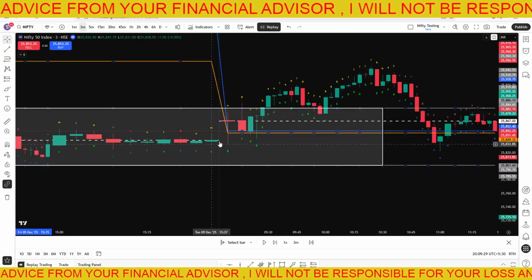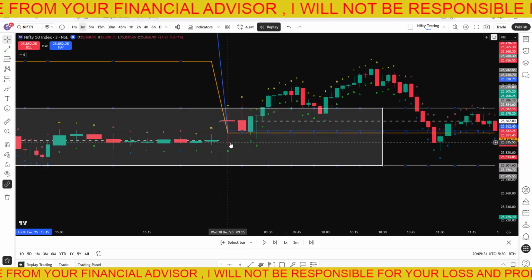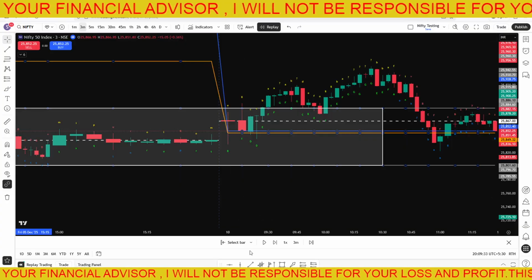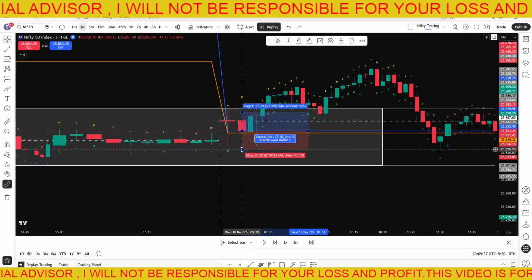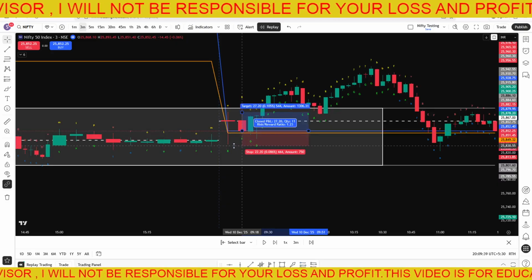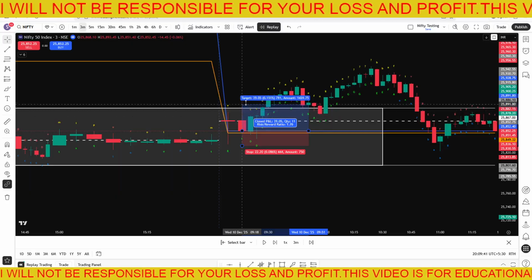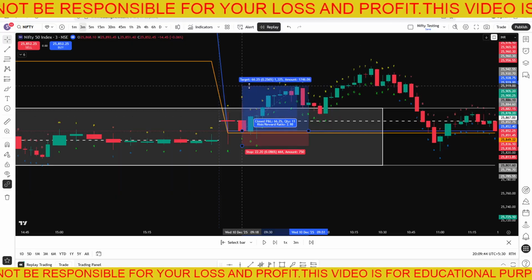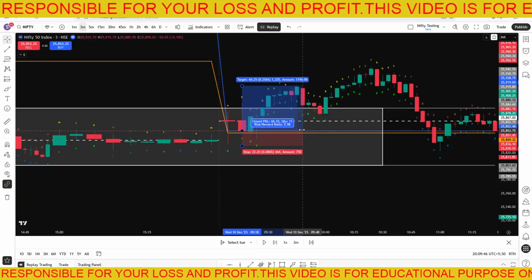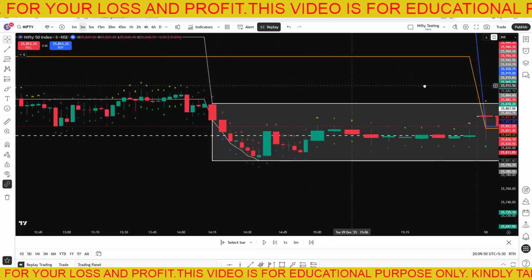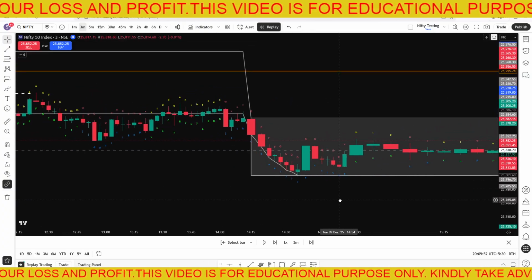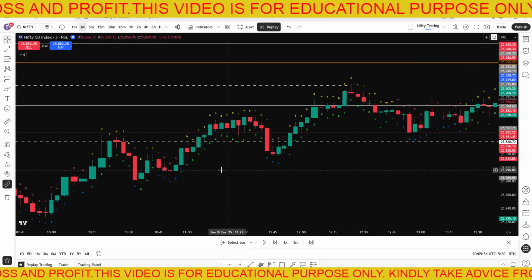So we will enter at pullback, although the wick is quite big. So we will enter here with some buffer. We can put the stop loss and let's count this.